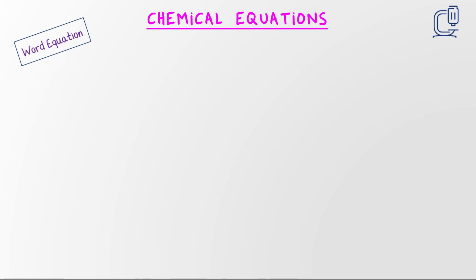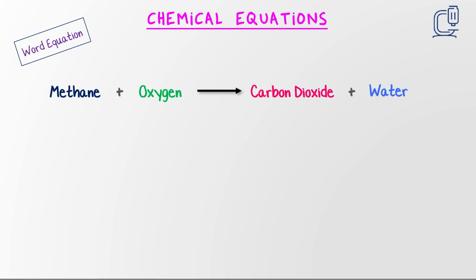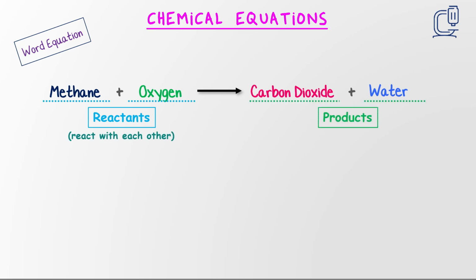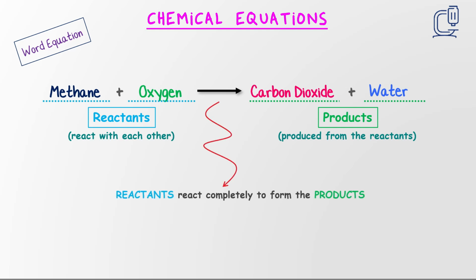Let's take an example. Here we have methane, and that burns in oxygen, giving us carbon dioxide and water. Now, the molecules on the left-hand side of the equation, methane and oxygen, are known as reactants because they react with each other. The molecules on the right-hand side of the equation, carbon dioxide and water, are known as products because they have been produced from the reactants. So the reactants react completely to form the products.